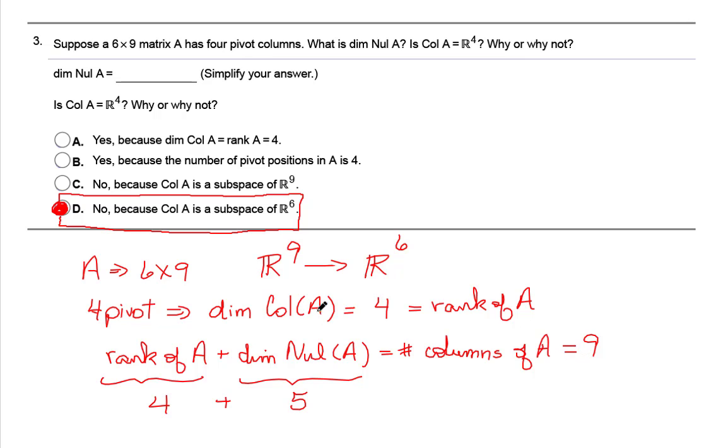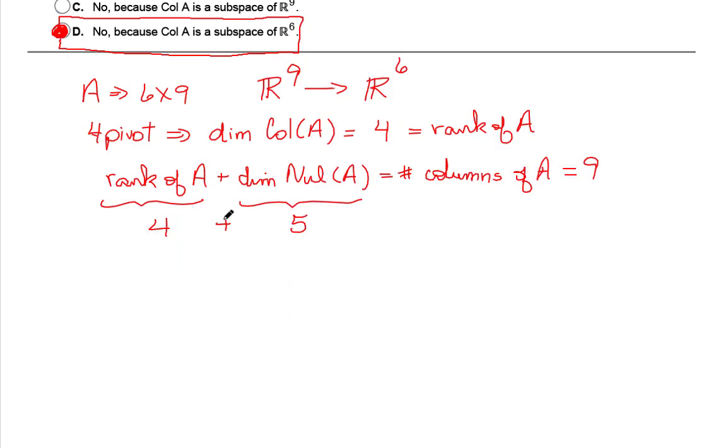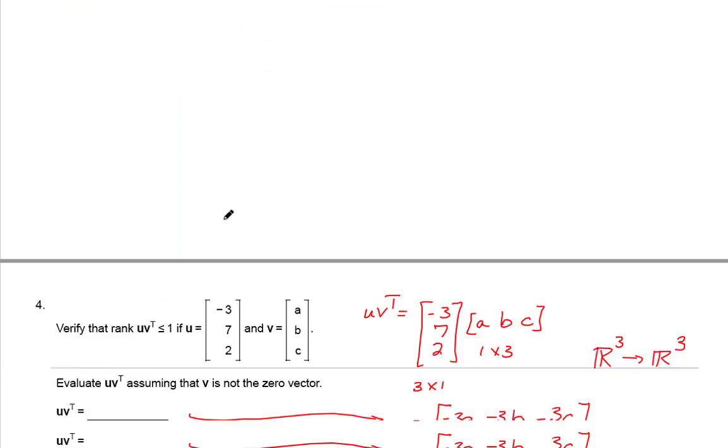Well, let's see. If the dimension of the column space is 4, that certainly is not the case then that the column space is R4, because we're going into R6 and the column space is a subspace of R6.